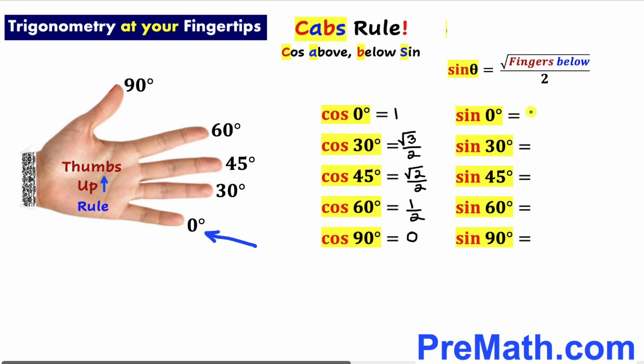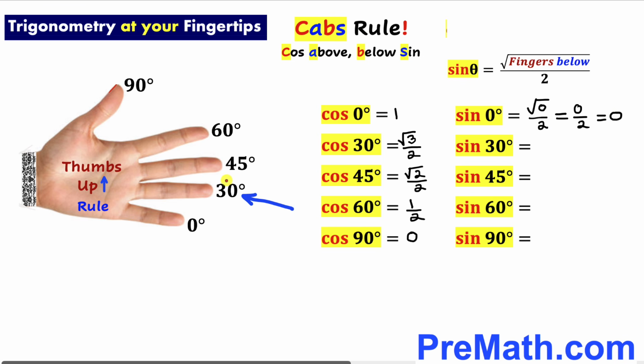And likewise, we are going to calculate the value of the sine function as well. And now let's focus on 0 degrees. So we are going to calculate the value of sine of 0 degrees. And here's our rule for sine of angle theta: square root of fingers below divided by 2. And now we can see there are no fingers below this 0 value. So therefore, this is going to be the square root of 0 divided by 2. And that's going to be equal to 0.